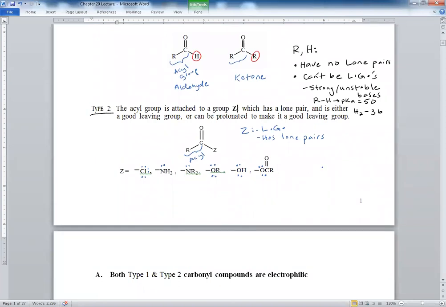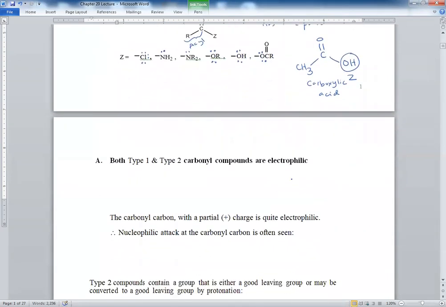So here's an example. If we were to draw a simple example, something like carboxylic acid. So again, this would be Z. Or you could have an ester, etc. So this is carboxylic acid. In this case, it's acetic acid, which is found in vinegar. So both types, 1 and 2, carbonyl compounds are electrophilic, and it's for a very simple reason.